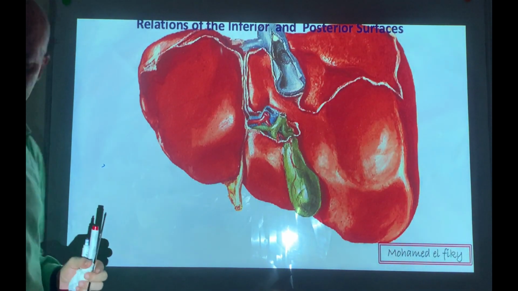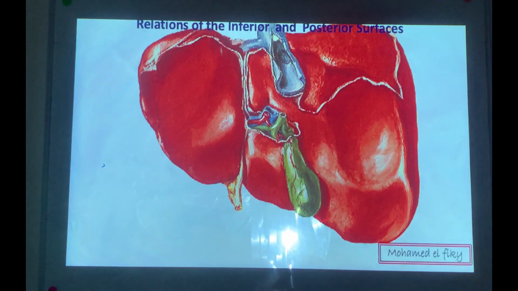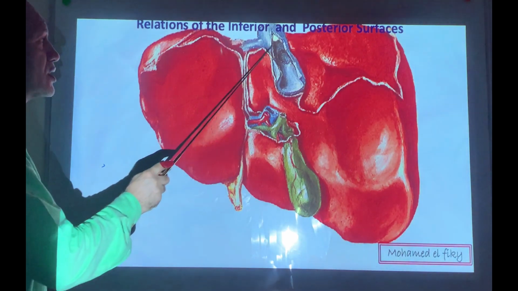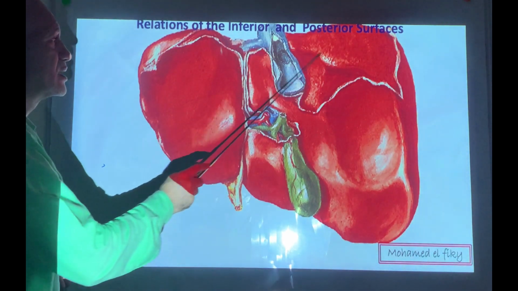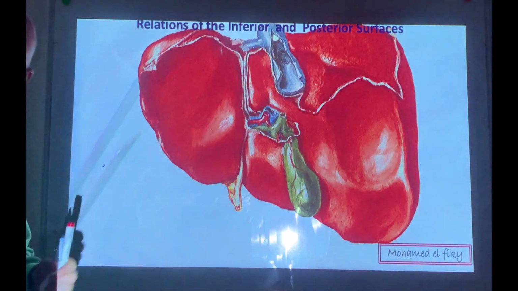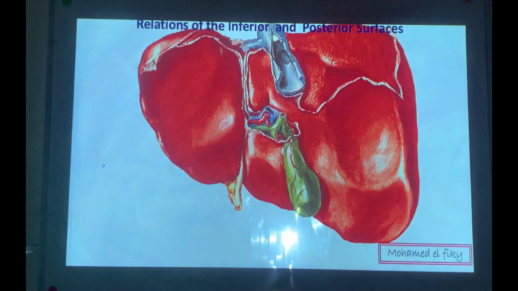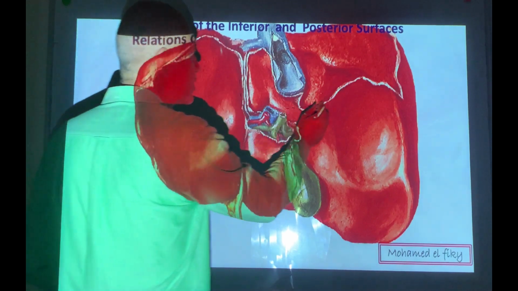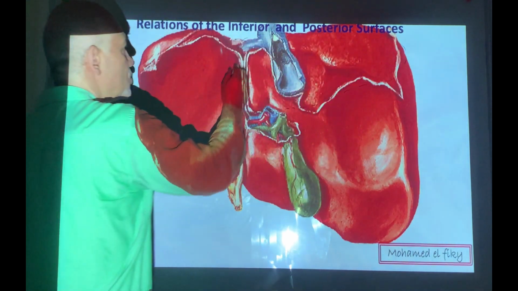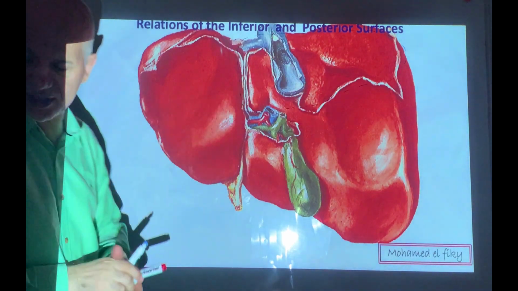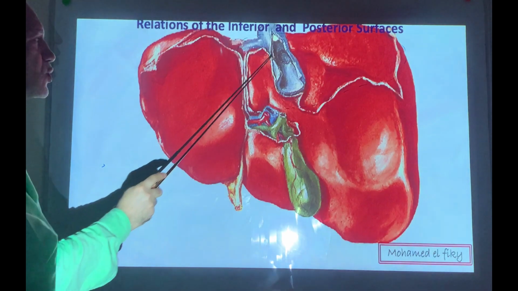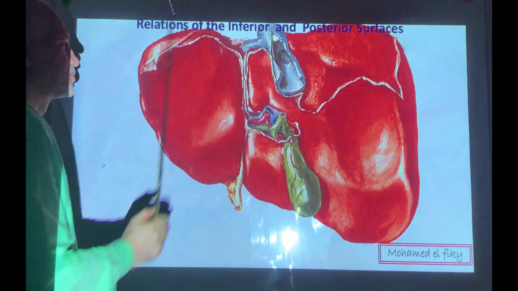This is very important: the relations of the posterior and inferior surface. The posterior surface includes the caudate lobe, the groove for the inferior vena cava, and the bare area. This part is called the posterior surface. From the fissure for ligamentum venosum, this part is called the posterior surface: fissure for ligamentum venosum, caudate lobe, groove for inferior vena cava, and the bare area.